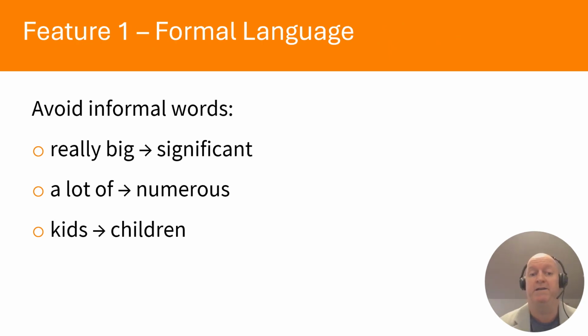So here I have a couple of examples for you of formal language. When you're writing your essays at university, try and avoid informal words. Words, for example, like really big, you should use a word such as significant. A lot of, which is a little bit vague, so maybe use numerous. And kids is a very informal way to say children, for example.